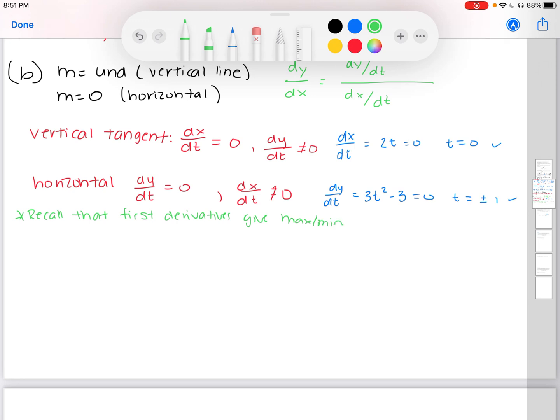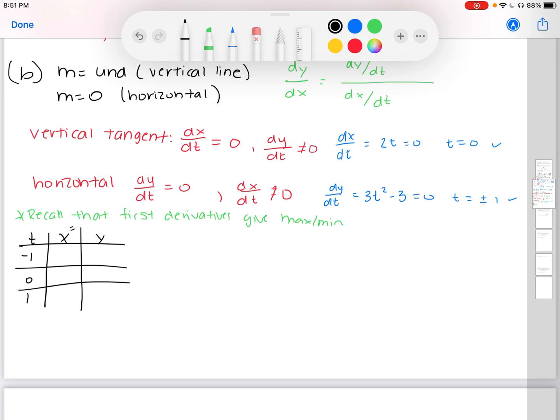Okay, so we're finding our t. Now we need to find a corresponding point for this t. So we have a t of 0, -1, and +1. We need to find a corresponding point for this position in our curve.